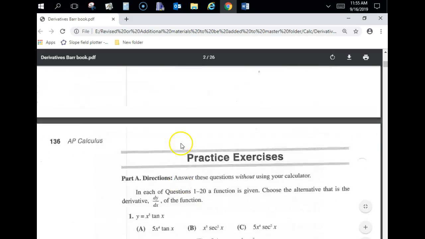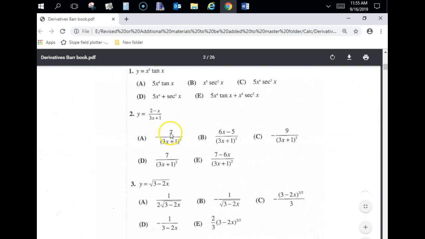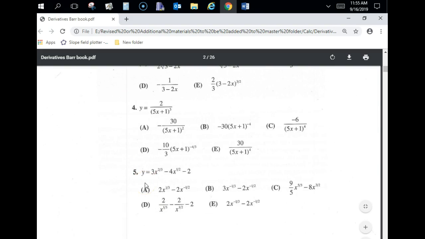Now I'm not going to do all of them just because I think that you guys know how to do quite a few of them. So for instance, I'm not going to do numbers 1, 2, or 3. All those 3 I think are pretty chill for you. I will give you a helpful hint for number 4.